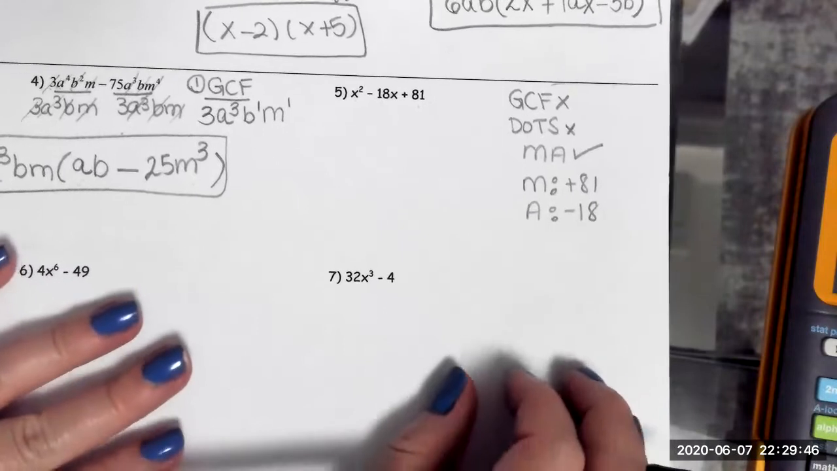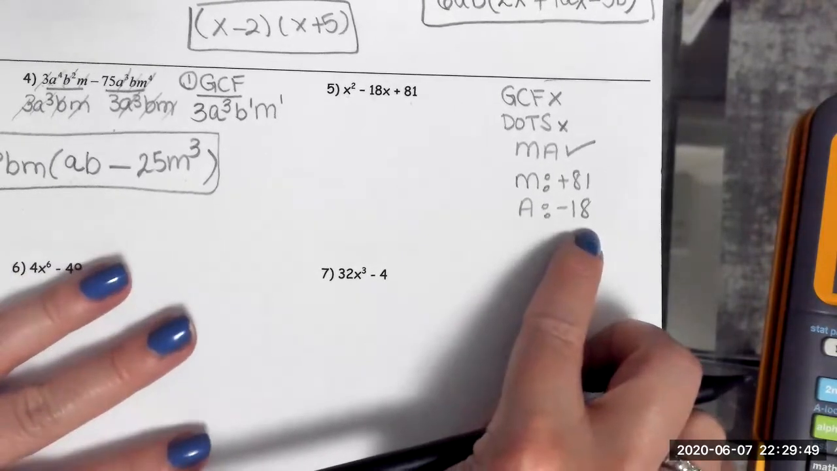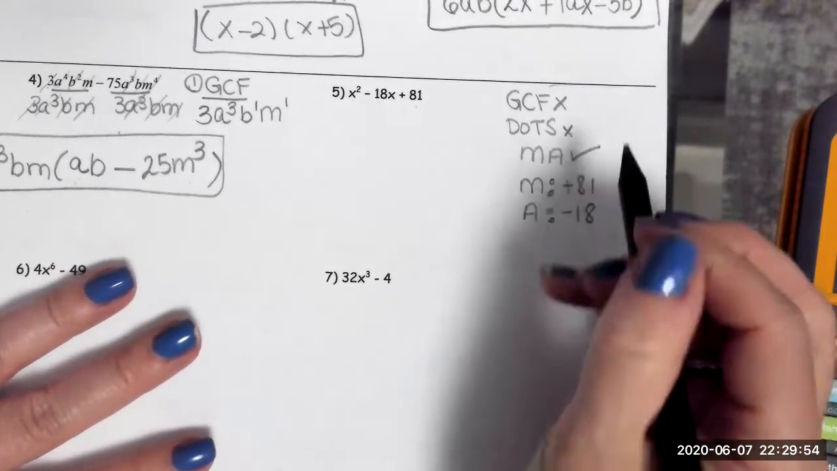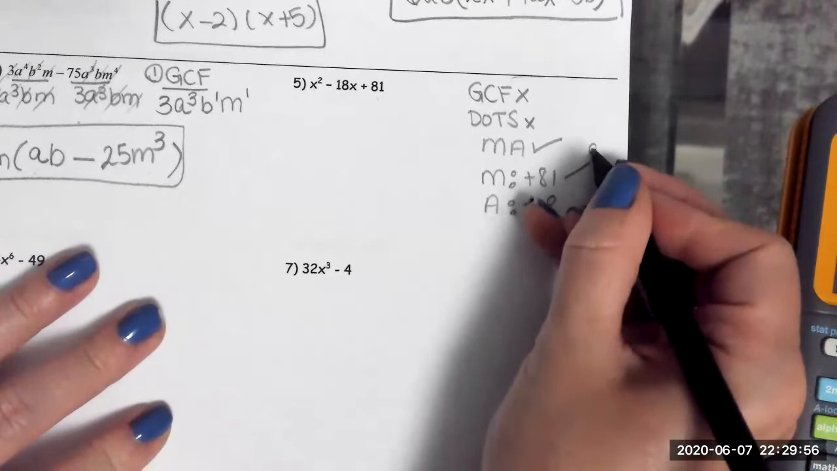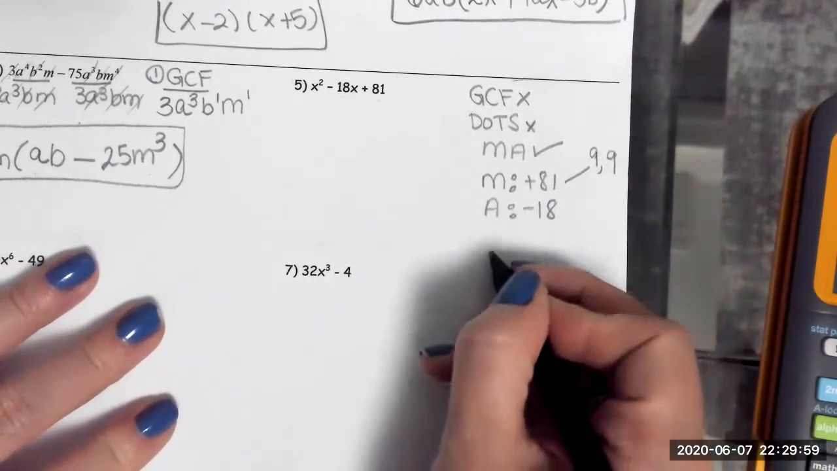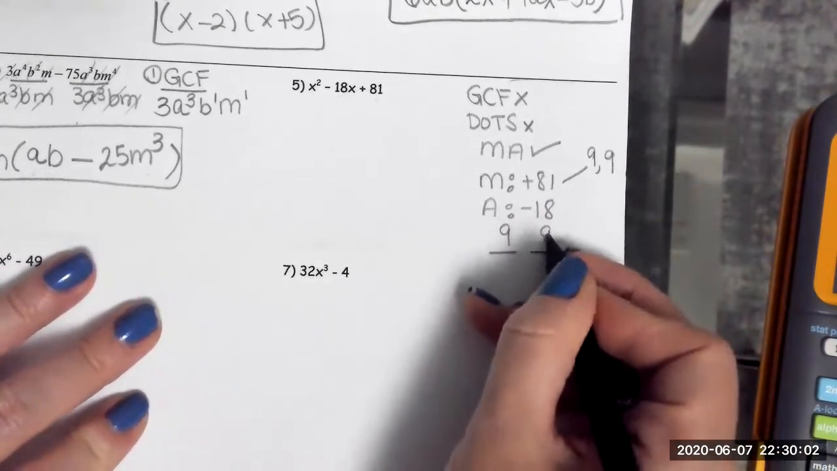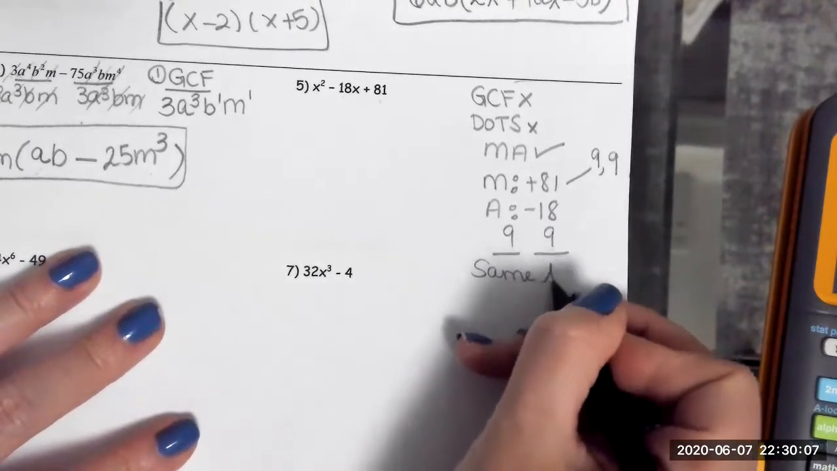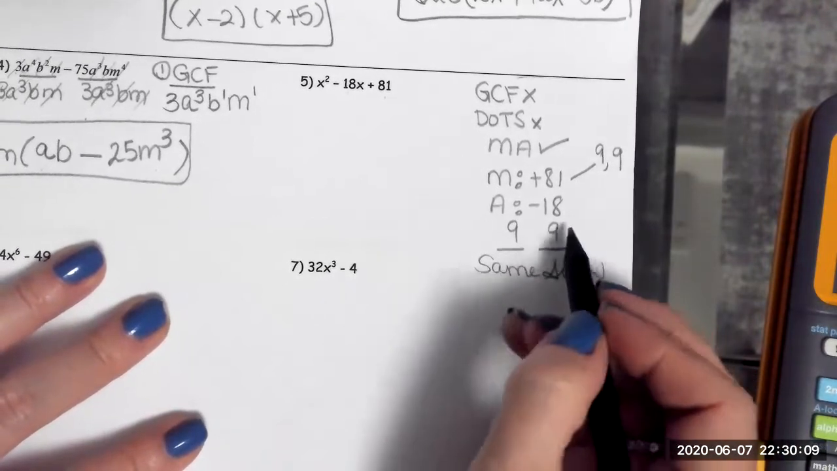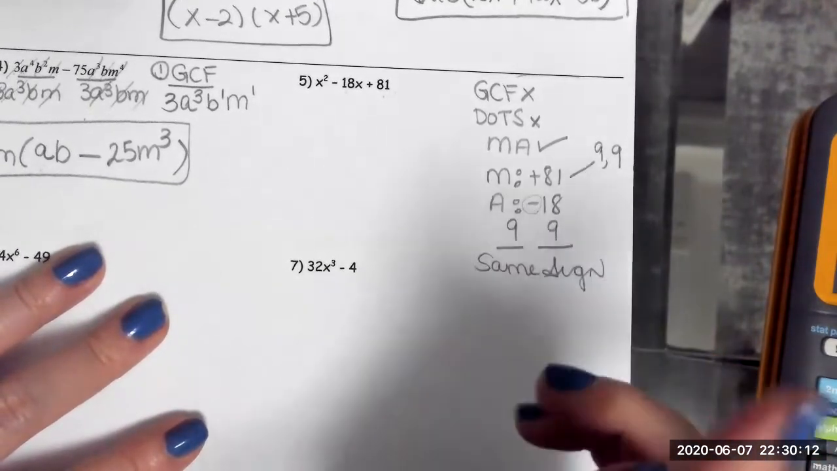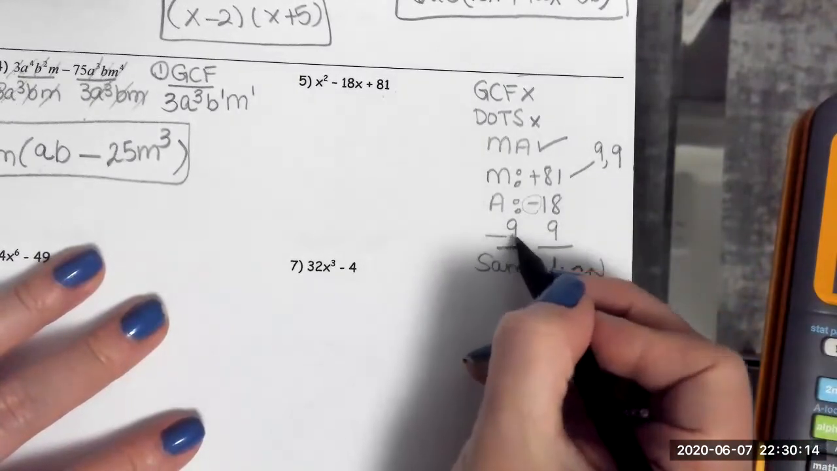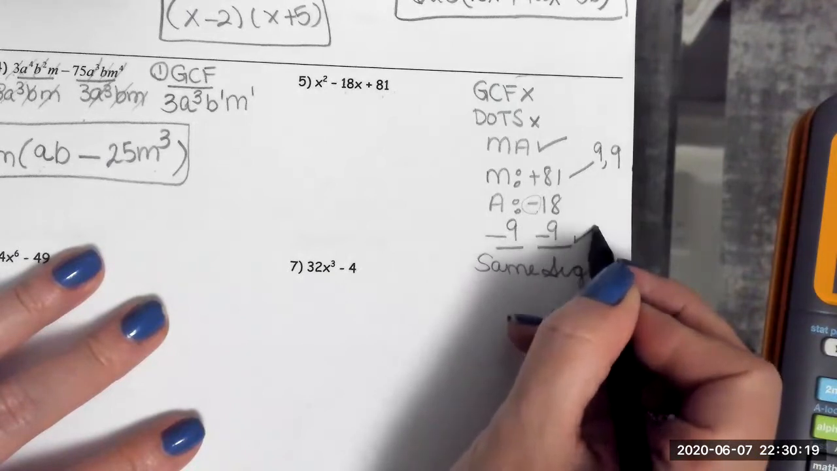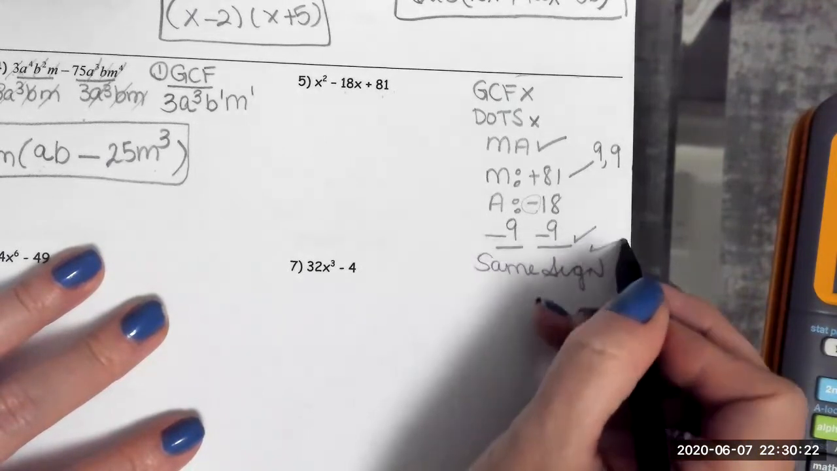Can you think of factors of 81 that also combine to an 18? I know it's not 1 and 81. Is there anything popping out in your head? I would say it's 9 times 9. Let's try 9 and 9. We're multiplying to a positive result, which means same sign. And that sign has to be the add sign, which is negative and negative. So if I multiply negative 9 times negative 9, I get a positive 81. And if I add them up, I get a negative 18.